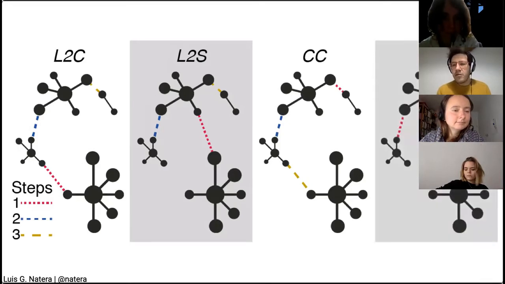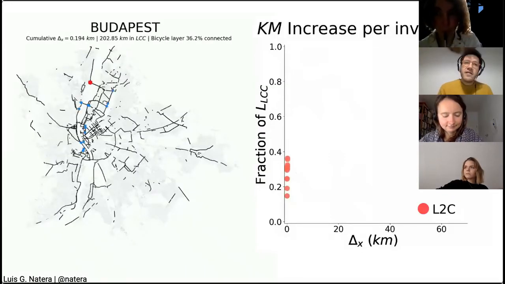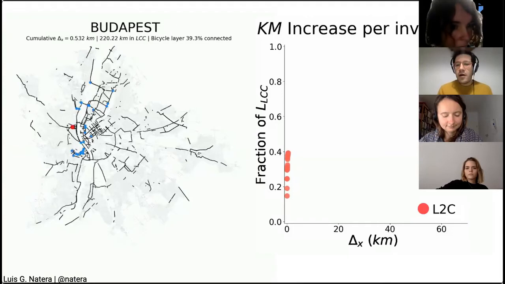And we have a random approach. So randomly we pick one component and we connect it to the closest that it has. That's like if we just started investing randomly. So this is a simulation of the Budapest case.